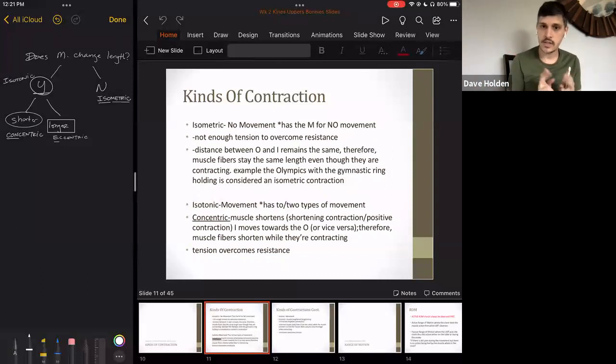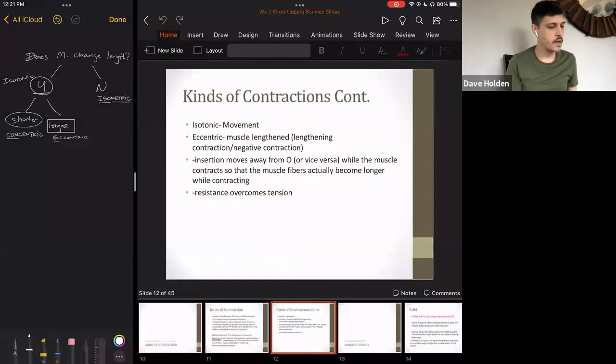Concentric, the muscle shortens, the tension overcomes the resistance. So my bicep is stronger than my little weight, so the resistance is less than the tension, and the arm moves just like it's supposed to. Eccentric, the muscle lengthens. So the insertion moves away from the origin while the muscle contracts. So the muscle fibers actually become longer while contracting.